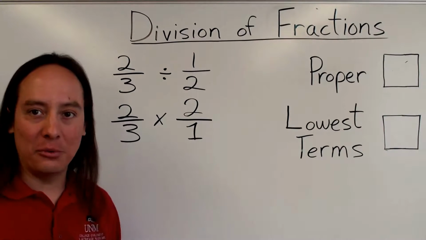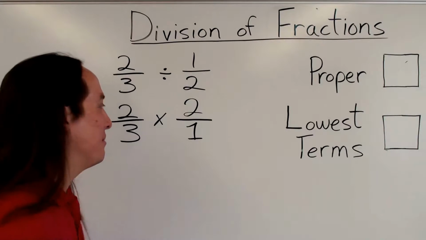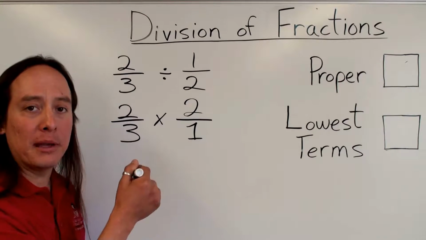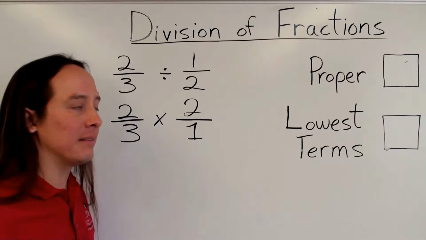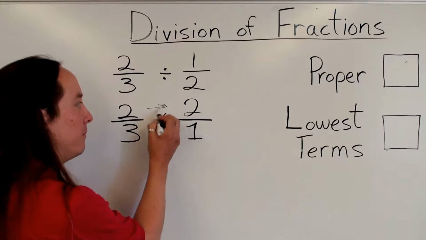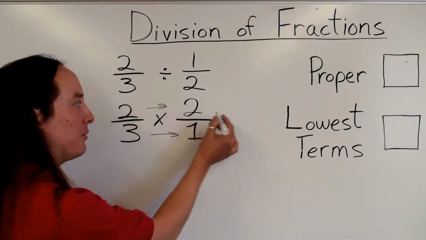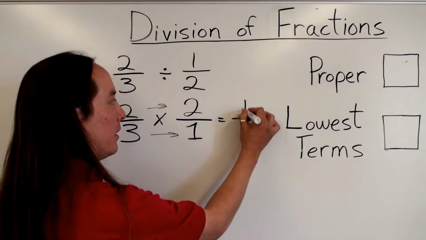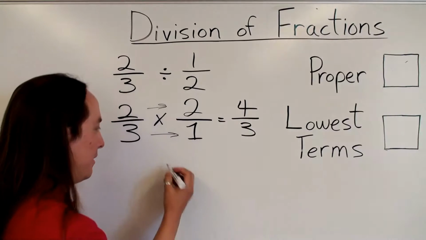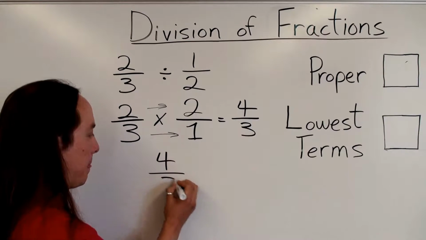And don't worry, the answer will be right every single time. So I look to see if I can cancel, and that's another nice benefit about multiplication. You have the opportunity to cancel. But in this example, we can't. So we just go ahead and do the multiplication. 2 times 2 is 4, and 3 times 1 is 3. Right? So I have 4/3.